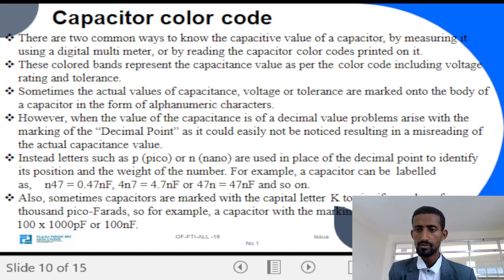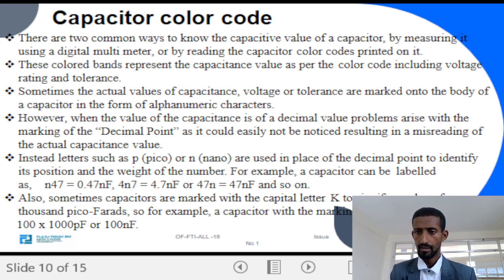However, when the value of the capacitance is a decimal value, problems arise. It may be 0 point something microfarad, and the marking of the decimal point could easily go unnoticed, resulting in a misreading of the actual capacitor value. Instead, letters such as p for pico or n for nano are used in place of the decimal point to identify its position and the weight of the number.